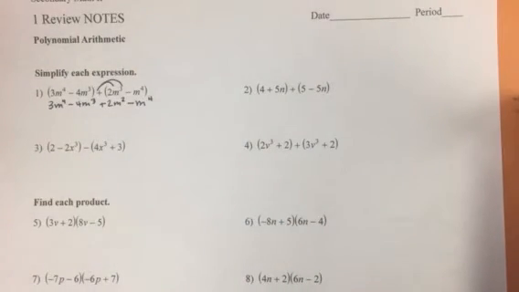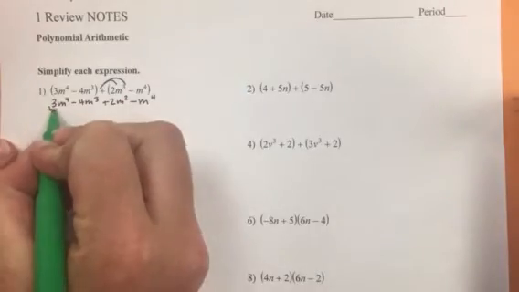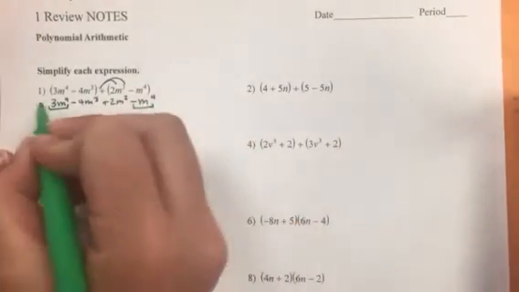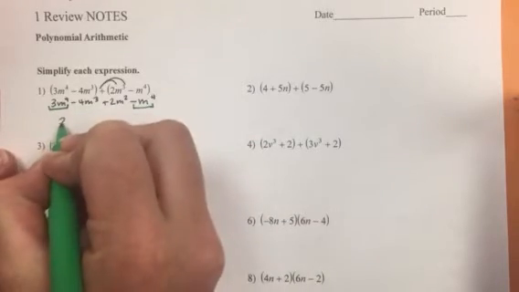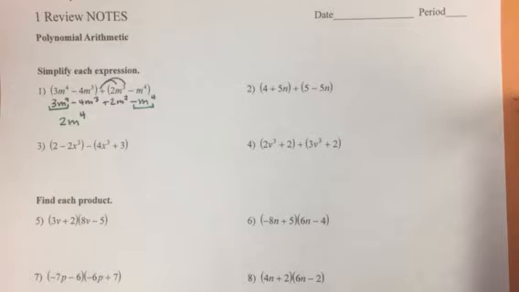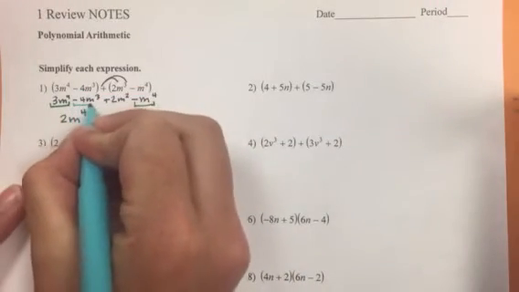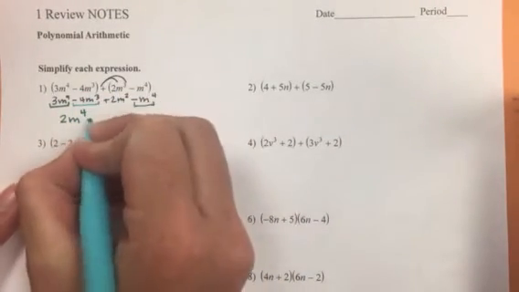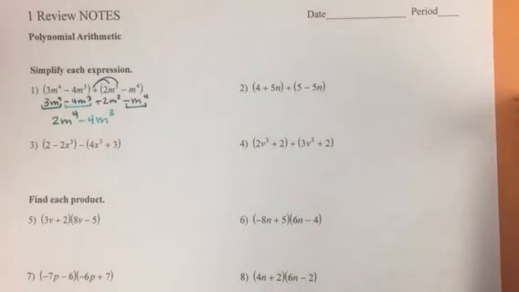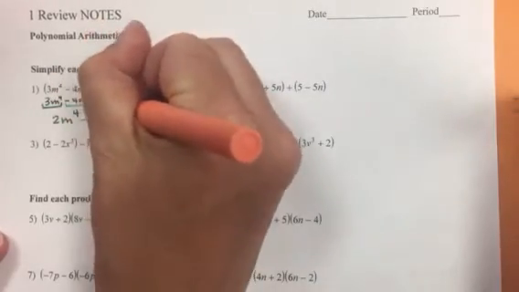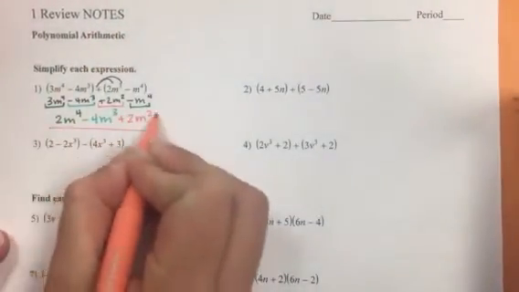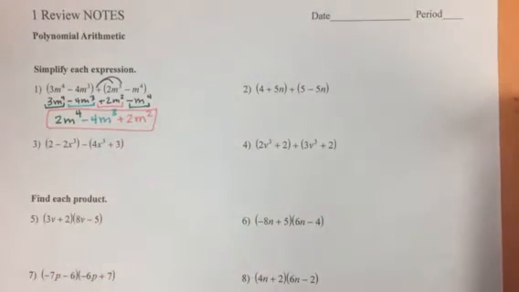Now I'm going to combine like terms. M to the fourth, m to the fourth. So we get 3 minus 1 is 2m to the fourth. Then we have negative 4m cubed, nothing matches it. And plus 2m squared. And that is our solution.